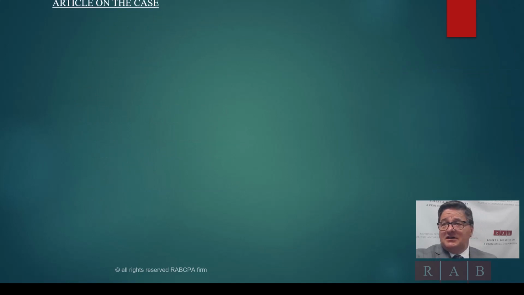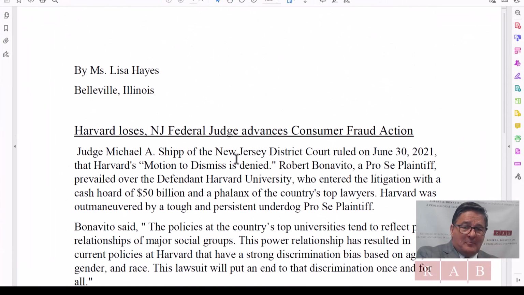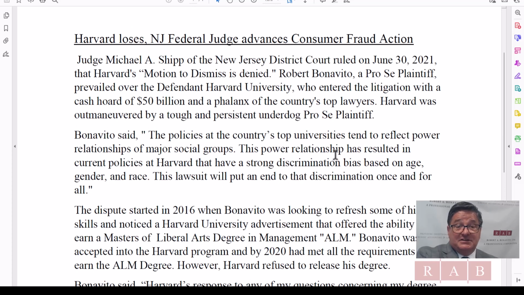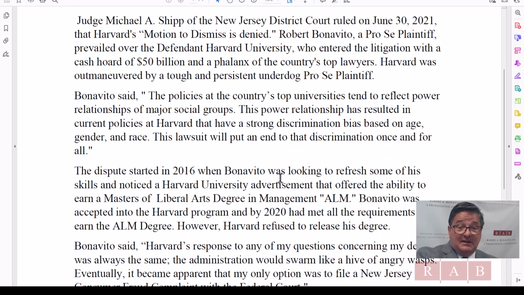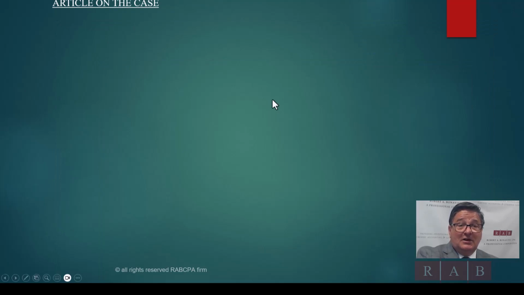Article on the case. This is going to give you some really good background on the case. This is an article that was written about the case. And here it is. It basically says that Michael Shipp, District Court, ruled on June 30th. Harvard's motion was denied. Okay. Pro se plaintiff prevailed over defendant Harvard University, who entered the litigation with a cash hoard of $50 billion and the phalanx of the country's top lawyers. Harvard was outmaneuvered by a tough and persistent underdog pro se. And then they talk a little bit in the article about racial discrimination and how they're using age and gender against me. I was interviewed for this article, but Harvard obviously declined. So that was the case.